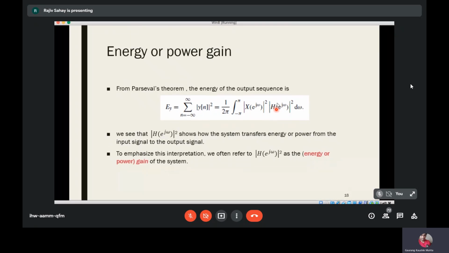So at some frequencies, the power may be attenuated. At some frequencies, it may be preserved or it may be increased. So we will refer to this term, H of e to the j omega mod square, as the energy or power gain of the system.